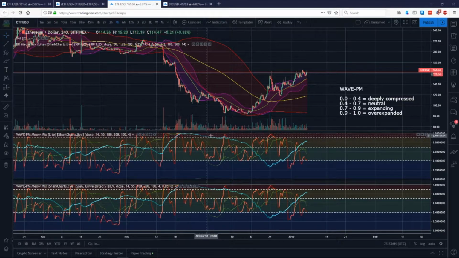Then, because it was overexpanded and it started taking an unreasonable amount of volume to continue expanding it further, we saw it revert down, start coming down, compressing again for another move here. And this entire first leg of this Ethereum run happened on shorter periods, which had already come around and compressed and started to expand again, before the 200.